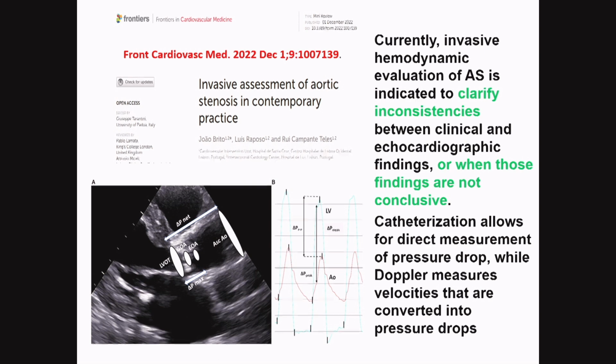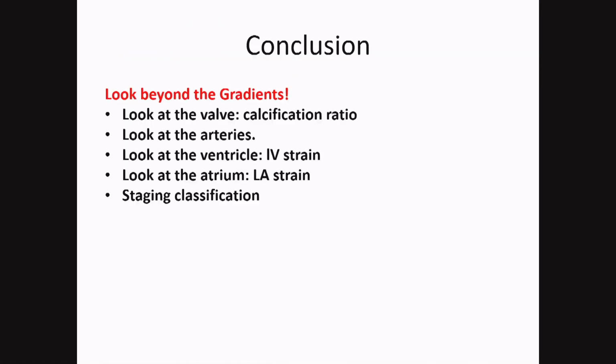Now, finally, what is the role of cardiac catheterization in assessing patients with aortic stenosis? I think there is a very limited role nowadays. It is used to clarify inconsistencies, or when there is discordance between the findings, or inconclusive findings from the echocardiography, CT scan, and so on. But we have to remember that the figures we get on cath are a little bit different from the figures we get in gradients.